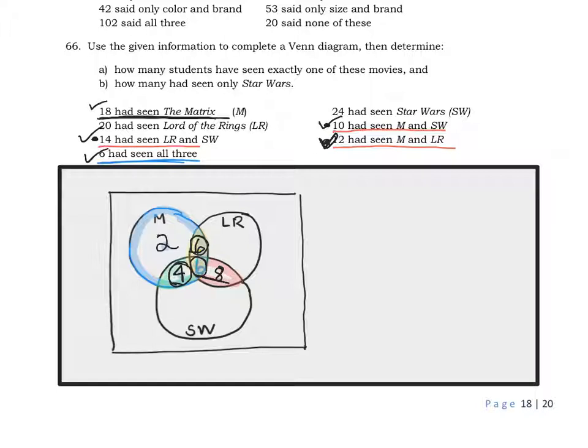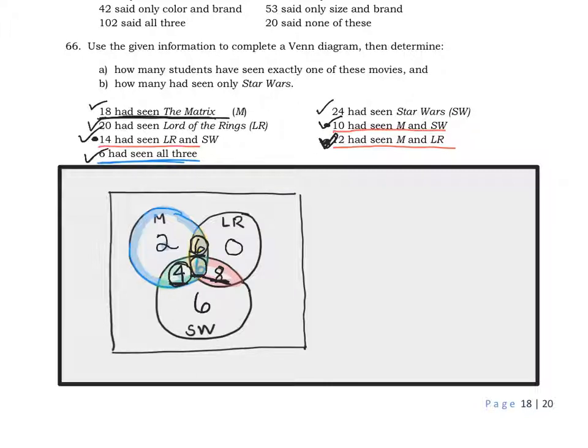All right, let's do the same thing with Lord of the Rings. So I'm going to take that 20 minus 6 minus 6 minus 8, and that gives us 0. So I guess for Lord of the Rings fans, you're going to see the other ones too, according to this particular poll. All right, and with Star Wars, 24 had seen Star Wars. So these people saw Star Wars and some other movies as well. So we have the 24 minus 4 minus 6 minus 8, and that's going to give us 6.